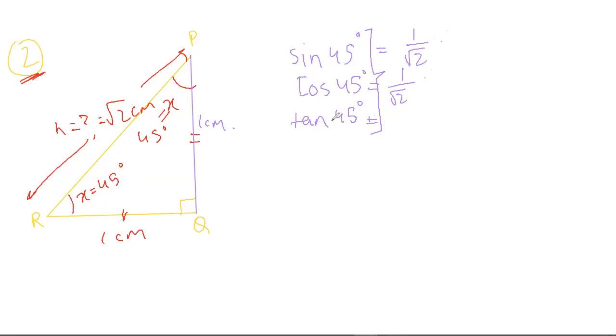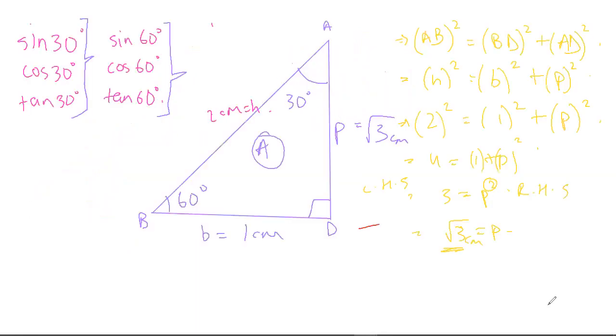And then we find tan 45. Tan 45 is, with respect to angle 45 degree, perpendicular upon base. That will be 1 upon 1, which can simply be written as 1. Now we are writing values, so it will be appropriate that we write all the values for all the angles. So sine 30 degree will be root 3 upon 2.